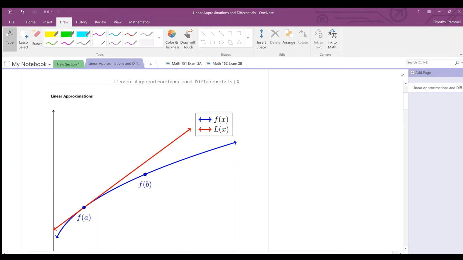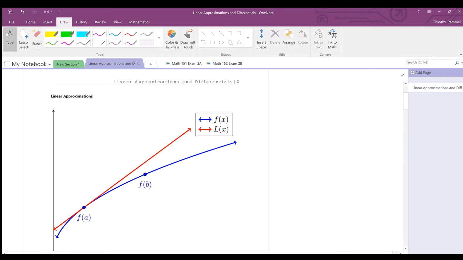Today we are going to study linear approximations and differentials. Here is what we have graphed: some function f of x in blue and its tangent line in red. You can see that the tangent line in our legend is labeled L of x. That's because L of x we're also going to call our linearization, and all it is, it's the tangent line to f at x equals a.